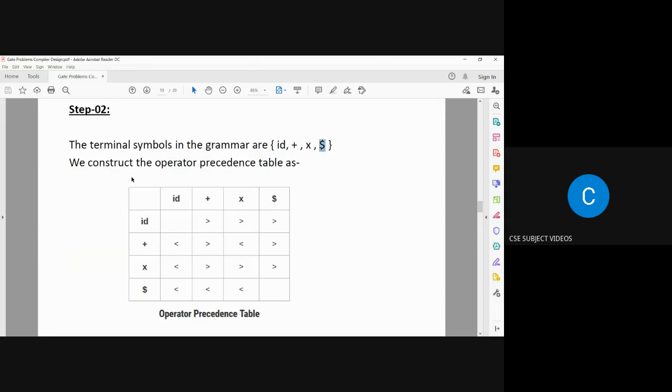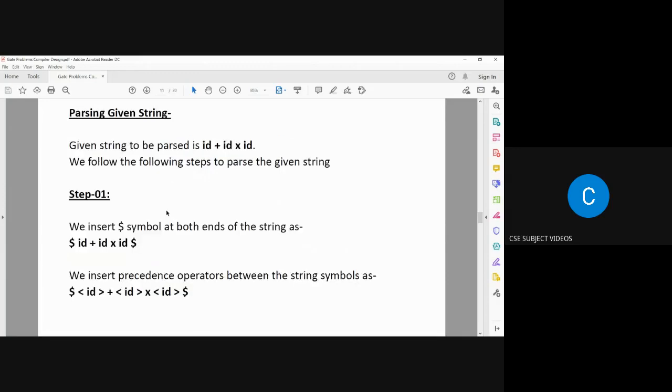We construct the operator precedence table. So this is our operator precedence table. id and id have equal priority; id is greater than plus, id is greater than the multiplication symbol, id is greater than dollar. Likewise, we are mentioning the precedence of operators in this particular table.